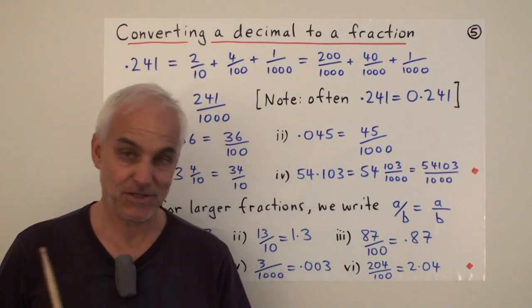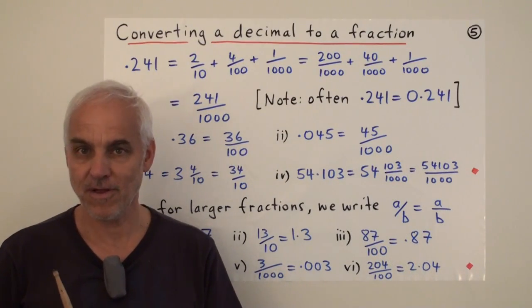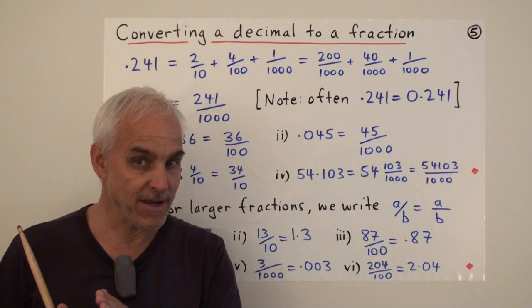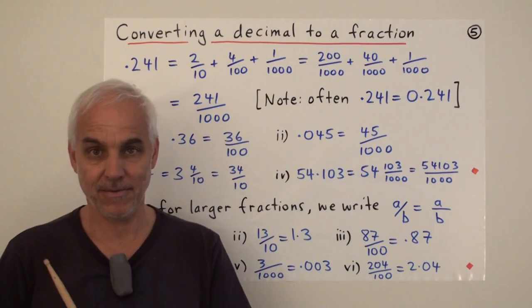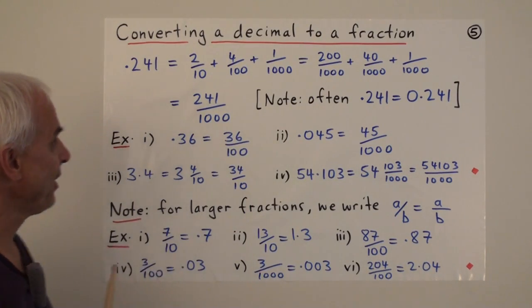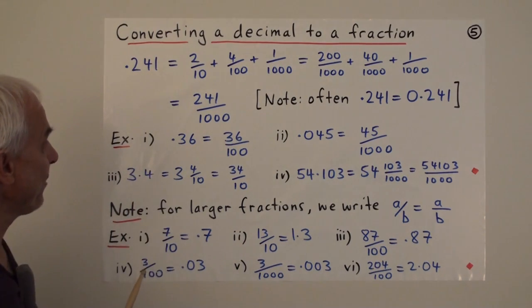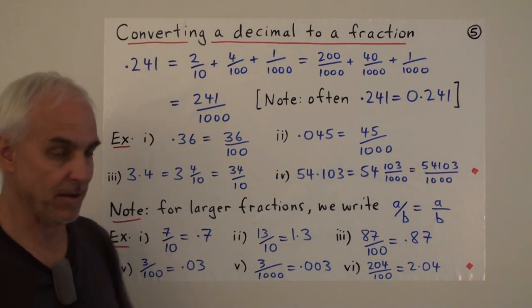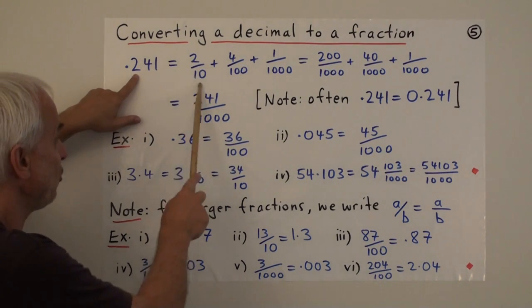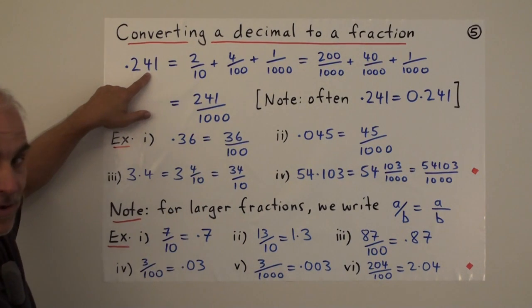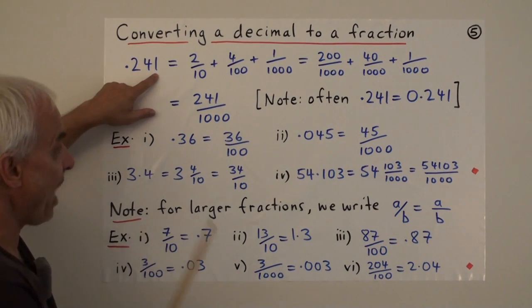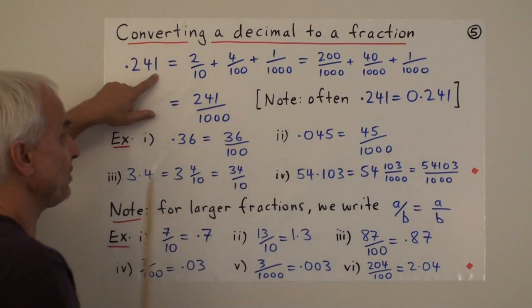Decimals and fractions give us two somewhat different ways of naming points on the number line. And it's useful to be able to go from one system to the other and back again. Going from a decimal to a fraction is a little bit easier than the other way around. If you have a decimal like 0.241, we just have to think, what does that actually mean? The 2 is in the 1/10th position. It refers to 2 over 10. The 4 is in the 100th position, so it represents 4 over 100. And the 1 is in the 1000th position, so it represents 1 over 1000.